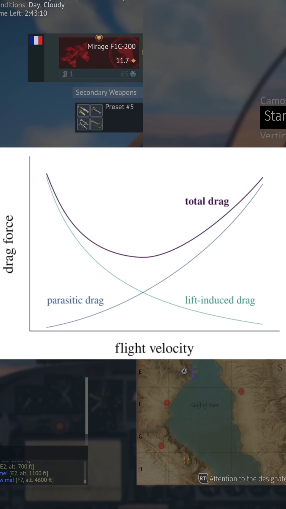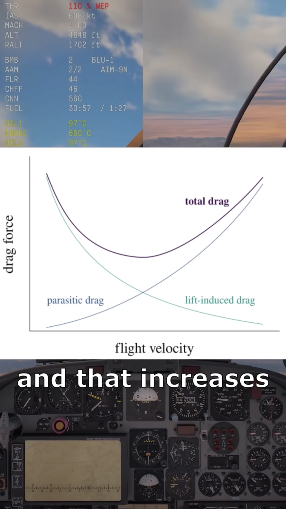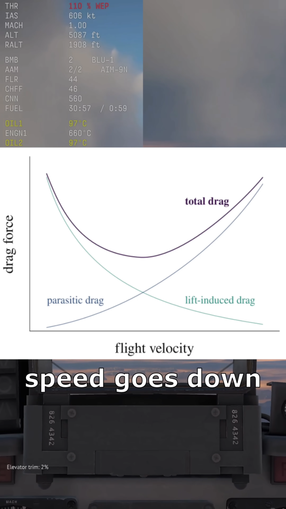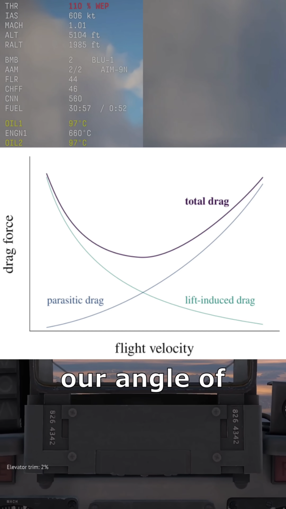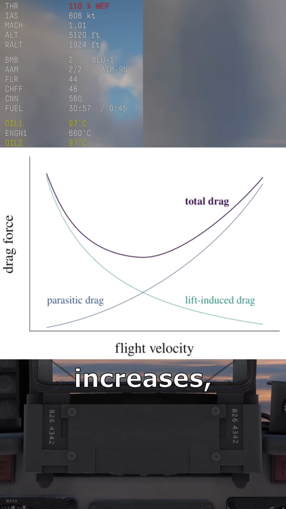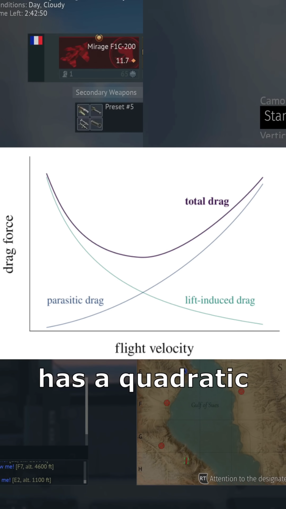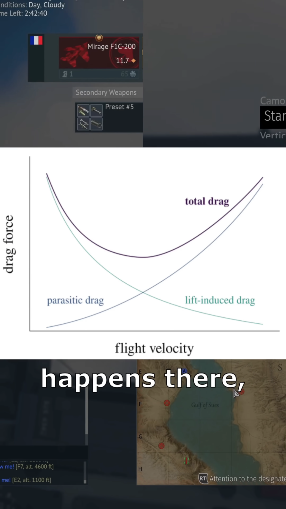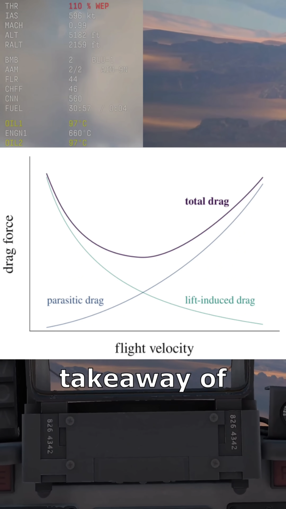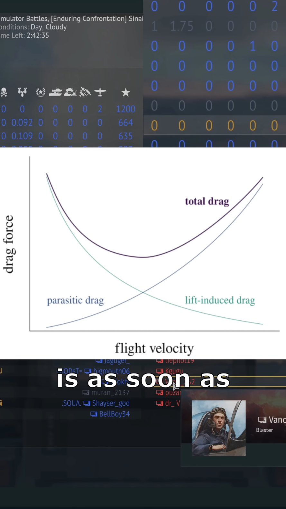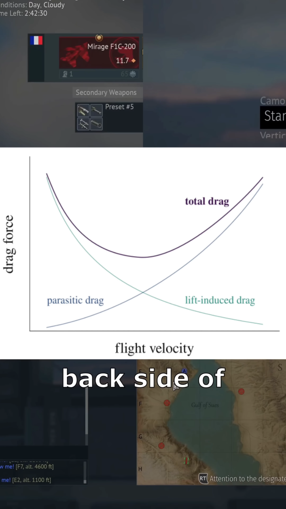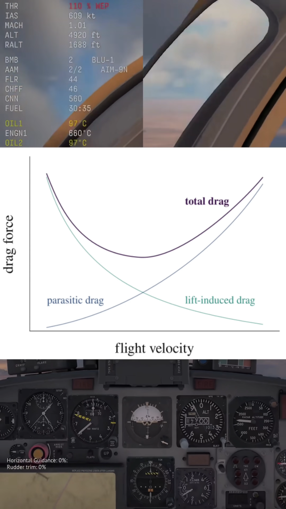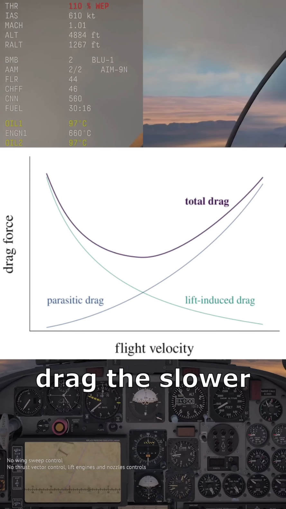component of the total drag is the lift-induced drag, and that increases quadratically with speed going down. But basically what this means is that as our speed goes down and we fly slower and we increase our angle of attack, the lift coefficient increases, and this is the part that has a quadratic relation with the lift-induced drag. And something happens there, what's going to be the takeaway of this is as soon as you're at the back side of the curve, which is basically the left half, if you look at the total drag, you enter a situation where there's more drag the slower you get.